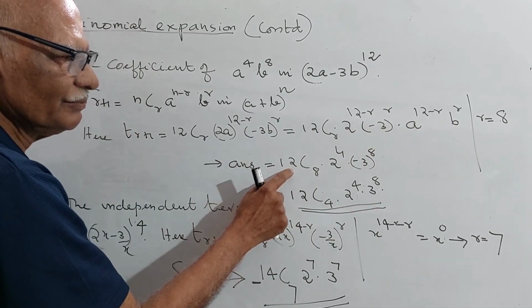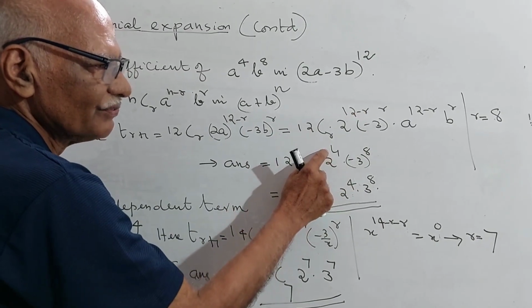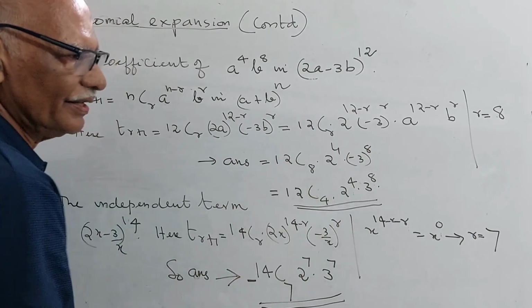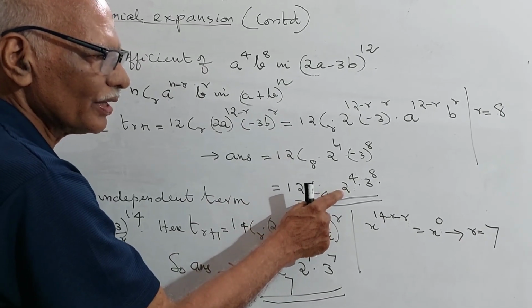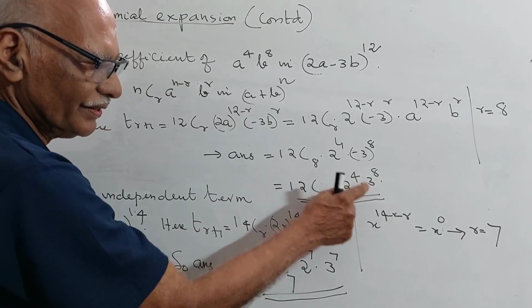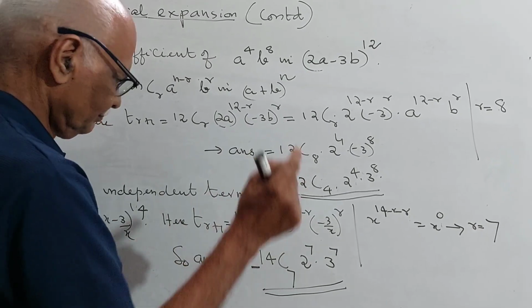So the answer is 12C8, 2 raised to 12 minus 8, which is 4, into (minus 3) the whole raised to 8, which is actually 12C4, 2 raised to 4, 3 raised to 8. We apply 12C8 is simply 12C4.